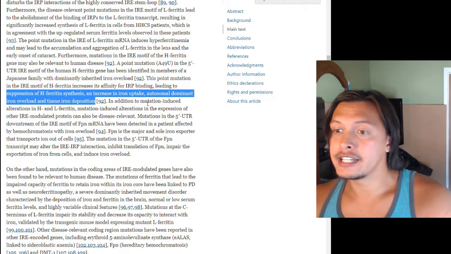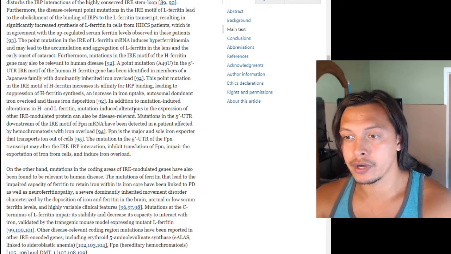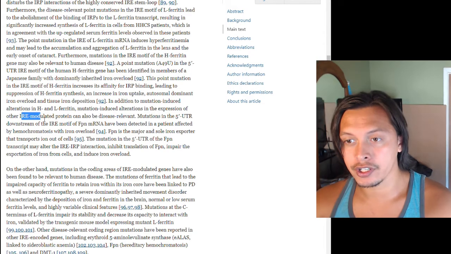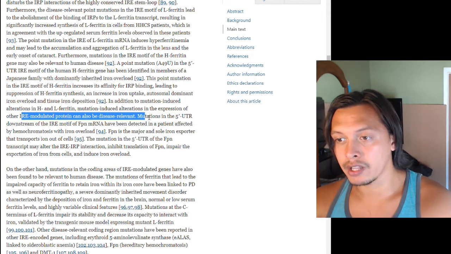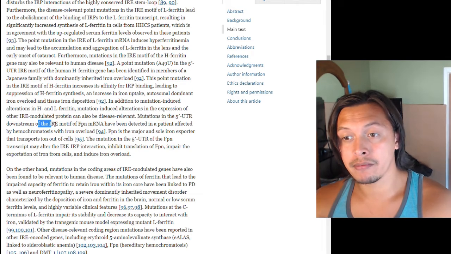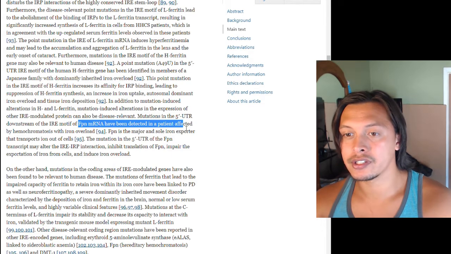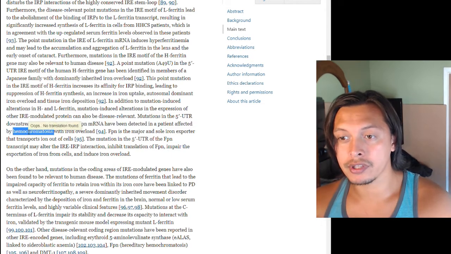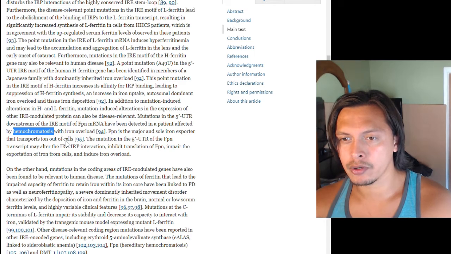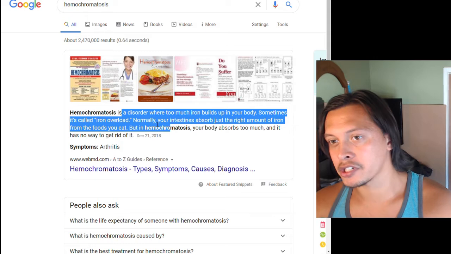So in addition to mutation-induced alterations in H and L ferritin, mutation-induced alterations in the expression of other IRE-modulated proteins can also be disease-relevant. Mutations in the 5' untranslated region downstream of the IRE motif of ferroportin mRNA have been detected in patients affected by hemochromatosis with iron overload. And hemochromatosis, I'm not exactly familiar, it's basically just too much iron building up in your body.